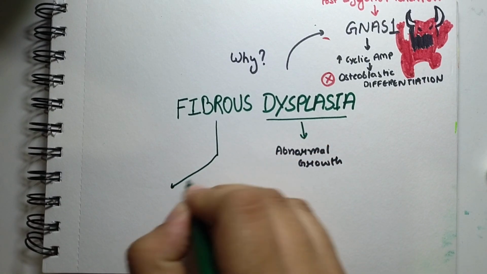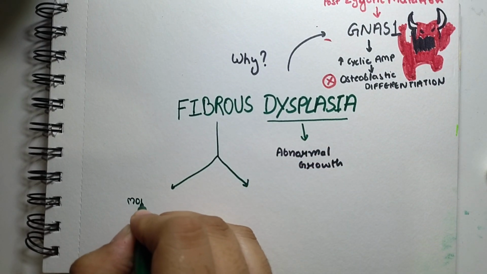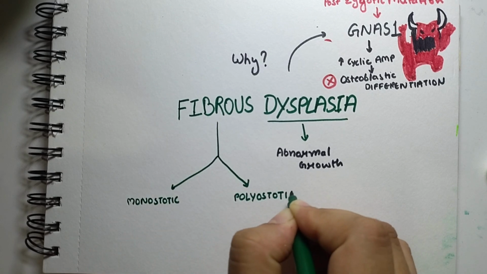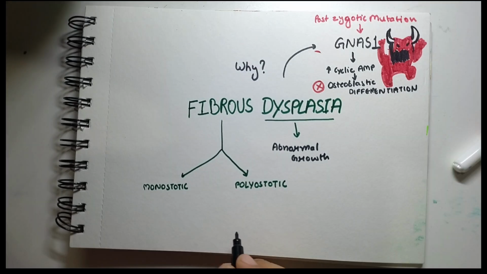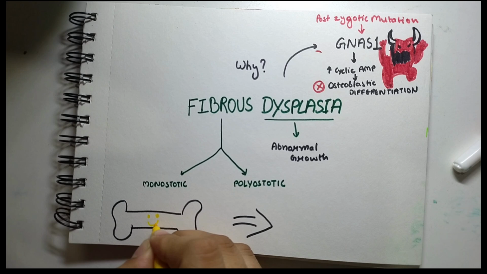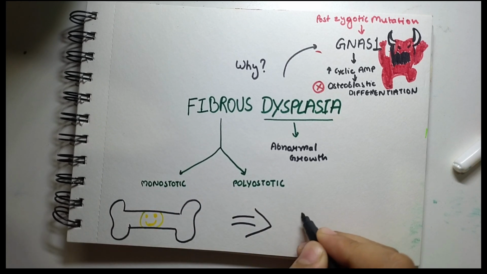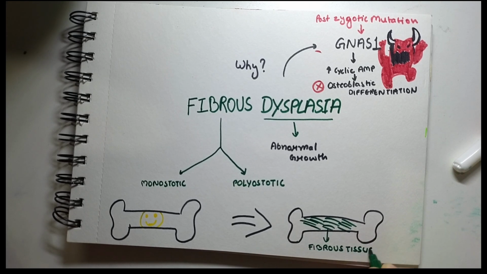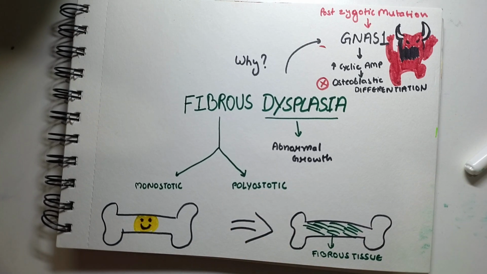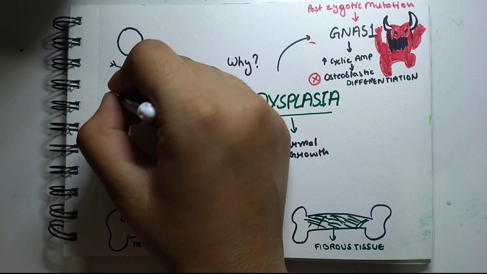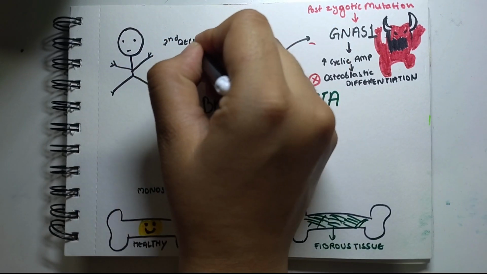Now, fibrous dysplasia is of two kinds. It can be monostotic, it can be polyostotic. Monostotic means involving a single bone, and polyostotic means, the word poly refers to many, ostotic means bones, occurs in many bones. So, in fibrous dysplasia, the healthy bone gets converted into fibrous irregular bony structure. It occurs in the first to second decade. That means children, teenagers. That's sad.